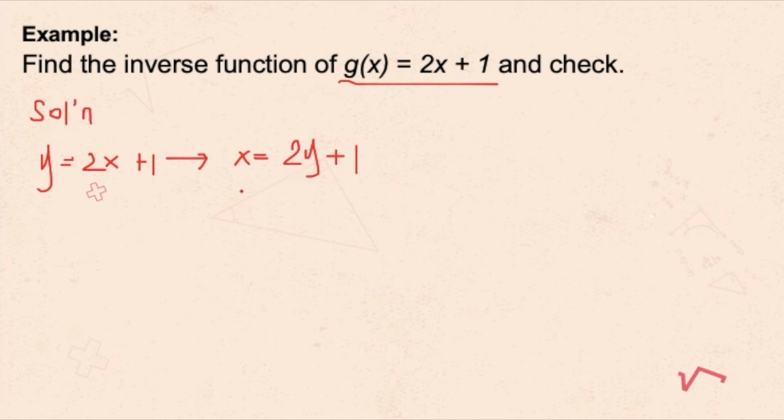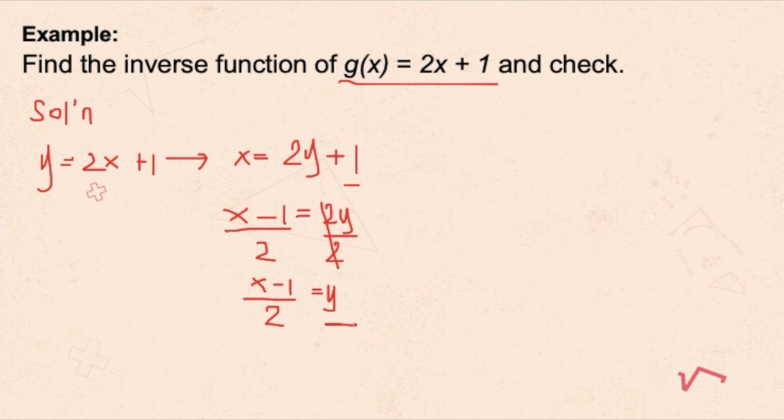Since we're solving for y and we only have one term here with y, we have to transpose positive 1 to the left side so y can be isolated. So this will be x minus 1 equals 2y. Then divide both sides by 2 to cancel the coefficient of y. So this will be y equals x minus 1 all over 2. Since we solved now for y, change y to the inverse symbol. It will be f raised to negative 1 of x equals x minus 1 all over 2.